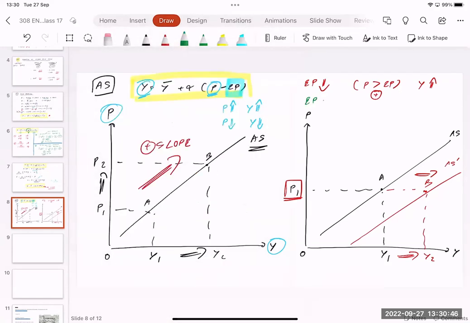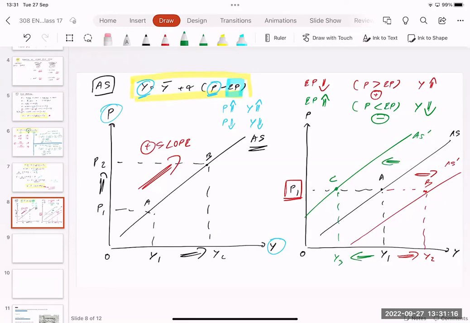On the other hand, if EP goes up, if they're thinking that in the future everything is going to be more expensive, until P is less than EP. If P is less than EP, this bracket is negative. The right side of the equation is negative. So the left side, Y, is going to go down. The aggregate supply curve will shift to the left from A to C, from Y1 to Y3, okay?